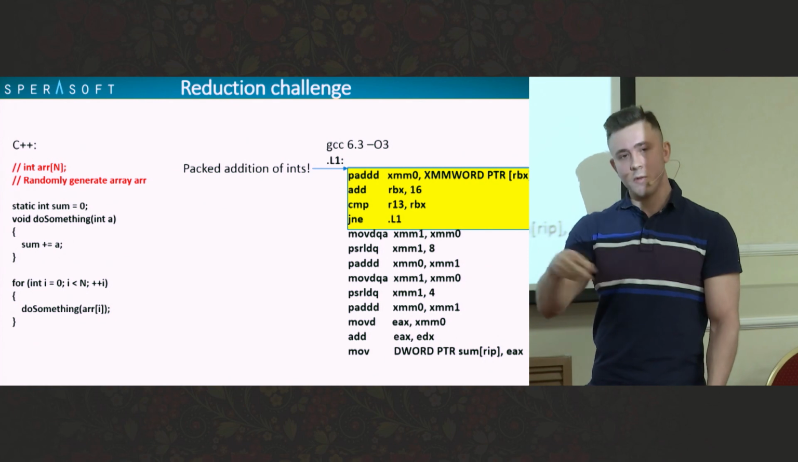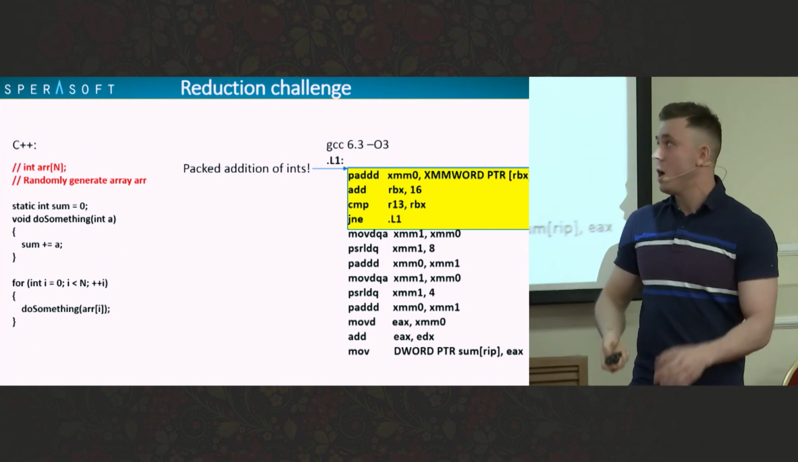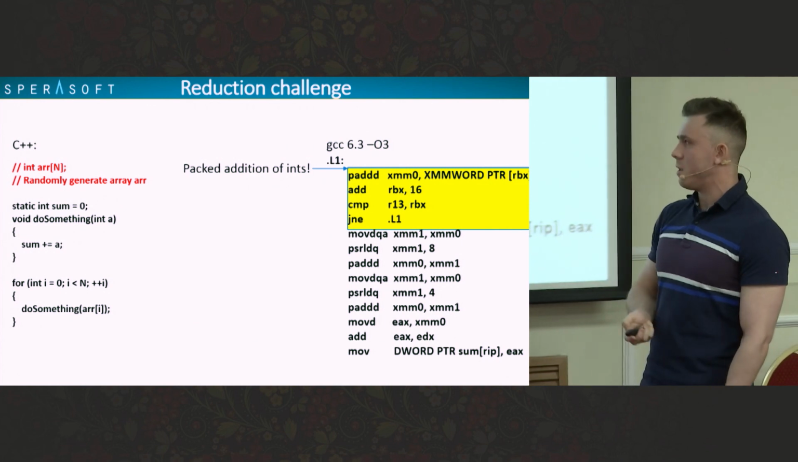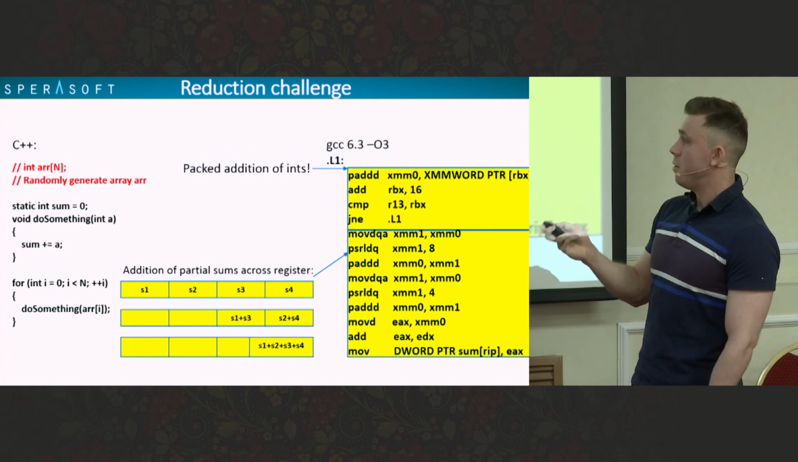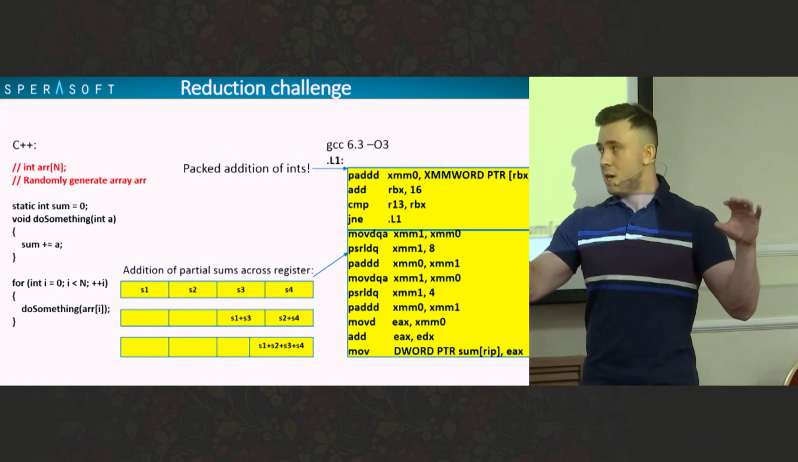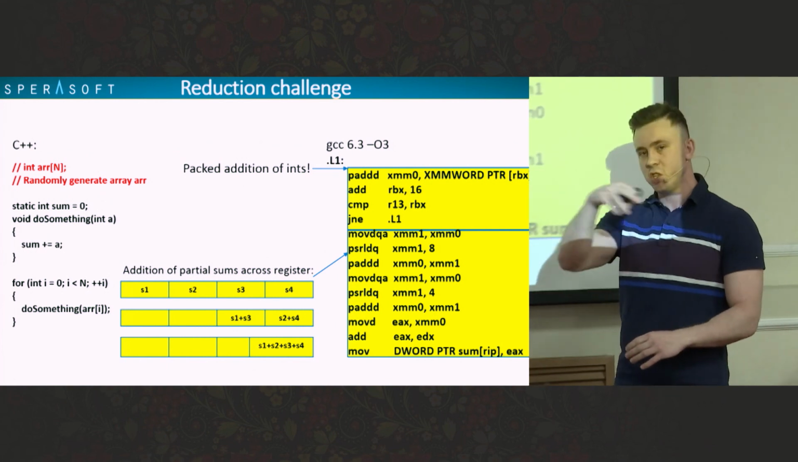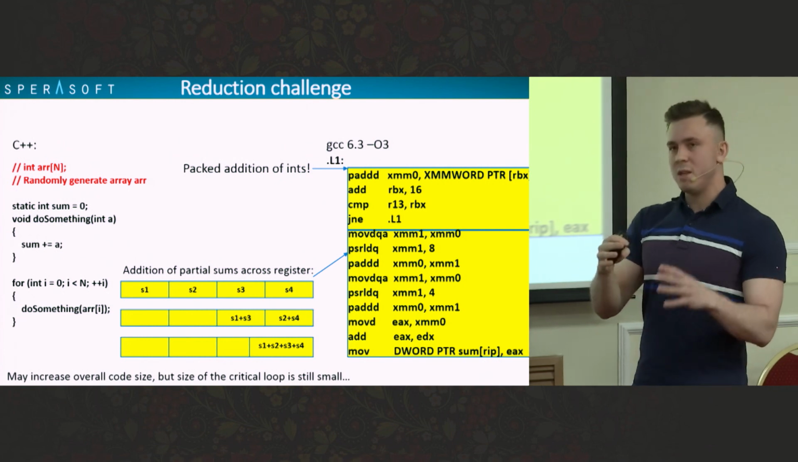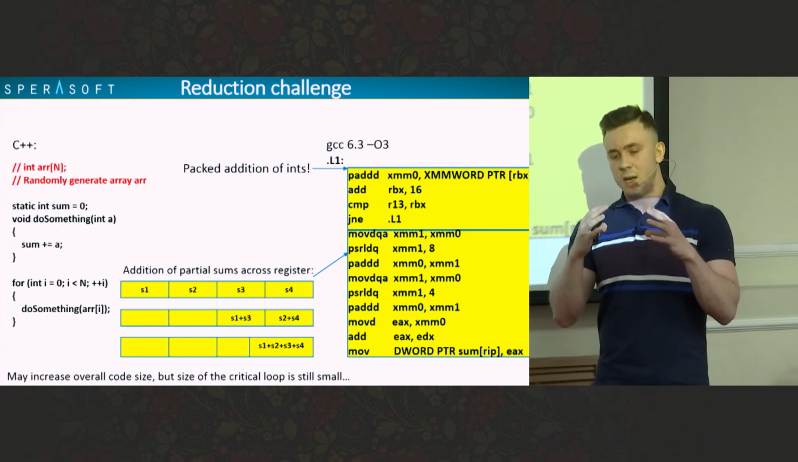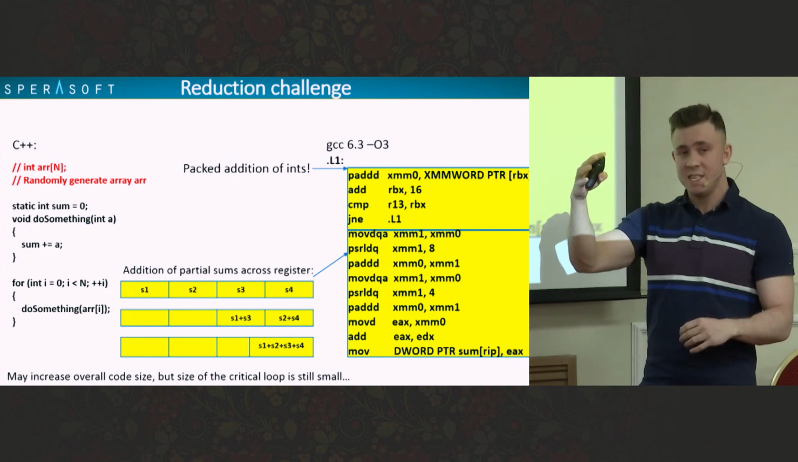So you're basically offsetting 4 integers in a single operation, in a single iteration. So yeah, that's pretty smart. And if you're wondering what the rest of the code is doing, at the end of the loop you have 4 partial sums, and it just performs summation across registers, so you get a final sum. If you're worried about the code size increase, you should note that the size of the critical loop is still very small.